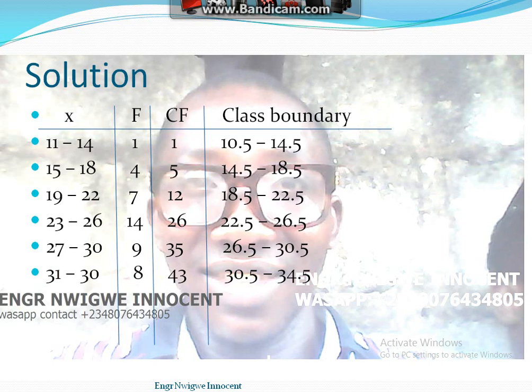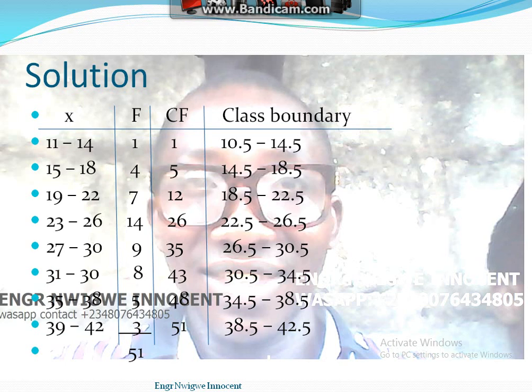The next group of weights is from 39 to 42. The frequency is 3. The cumulative frequency is 3 plus 48, which gives us 51. The class boundary is 38.5, that is 39 minus half, to 42.5, that is 42 plus half. The total frequency is 51.